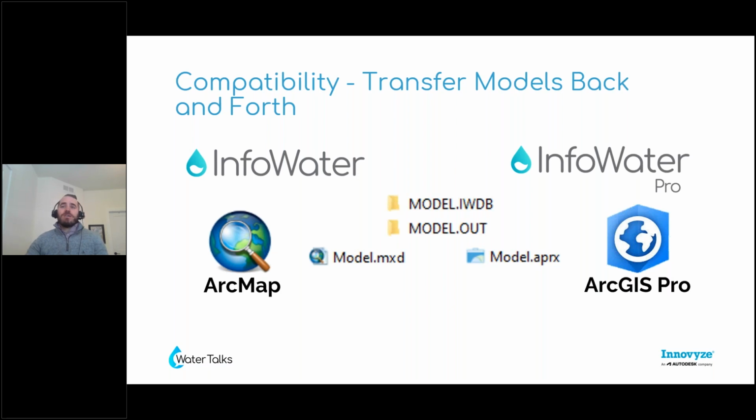So as you can see here, although they are saved in different file formats, with the MXD for InfoWater and APRX for InfoWater Pro, they are made up of the same backend database, which is the IWDB and then the .OUT. And the IWDB folder includes all information for hydraulic analysis, while the .OUT folder is always reproducible by rerunning a simulation, and this allows for your model and hydraulic analysis results to be passed between the two softwares. So next we're going to go ahead and do a little bit of a deeper dive into these databases.